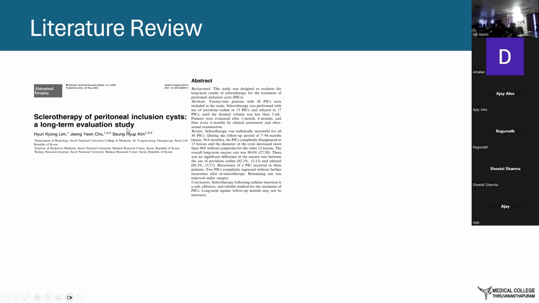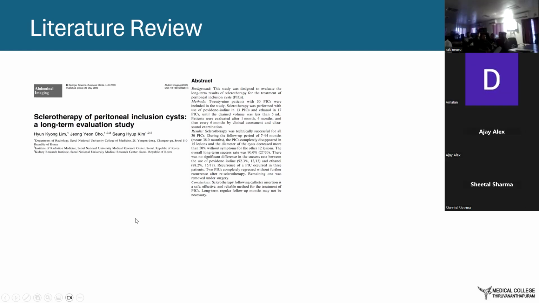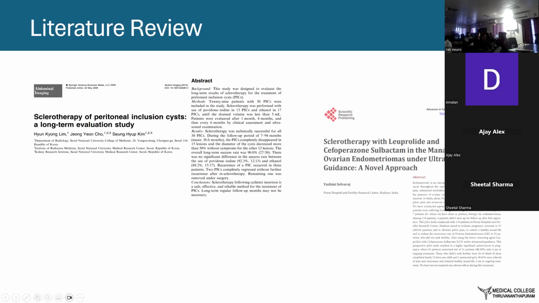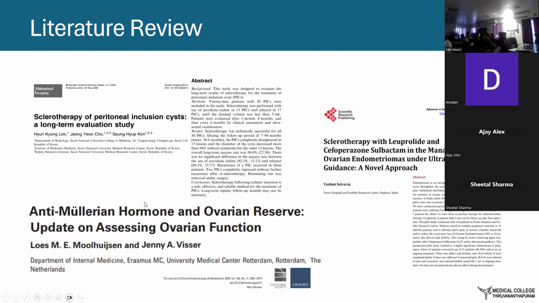We also thought that anti-Mullerian hormone in this patient would probably be a good indicator of whether the procedure had any effect on the parenchyma. The initial AMH was around 1.9, in the subfertile category. So this patient underwent follow-up.